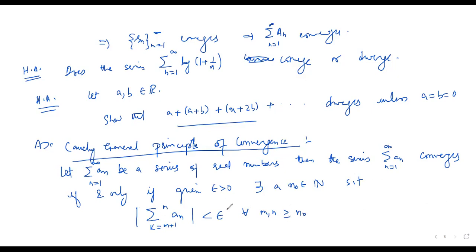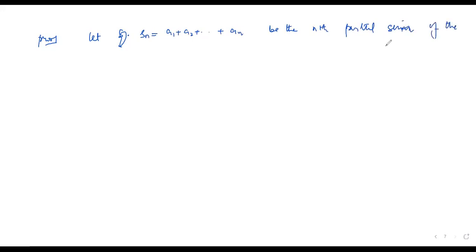But this is the same thing as Cauchy general principle for the convergence of a sequence. तो proof हम वही करेंगे, proof. Now let Sn be equal to a1 plus a2 plus up to an, the nth partial sum of the given series. तो हम दिखाएंगे ये converge करेगा if and only if that condition is true.